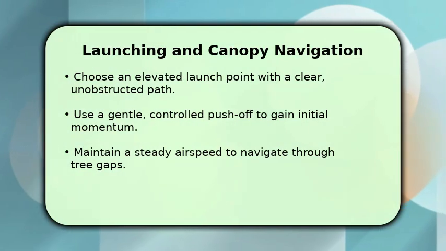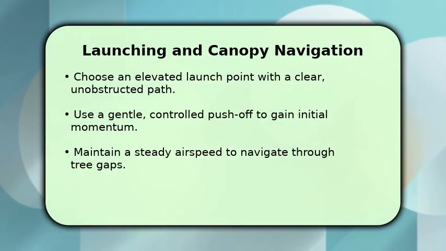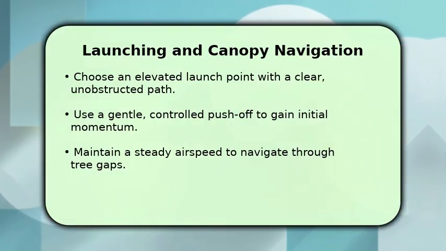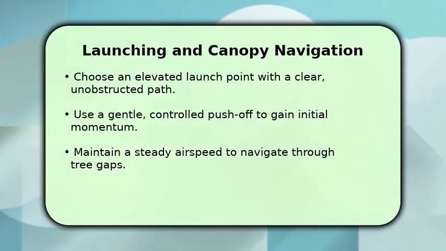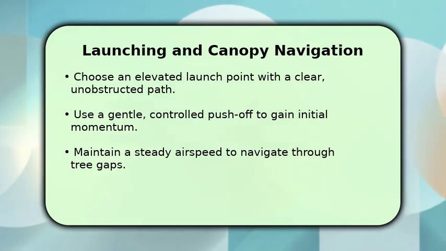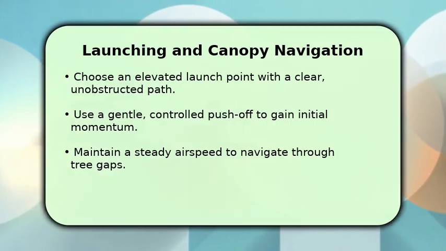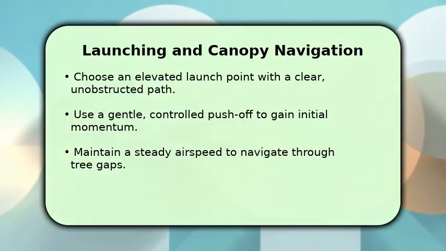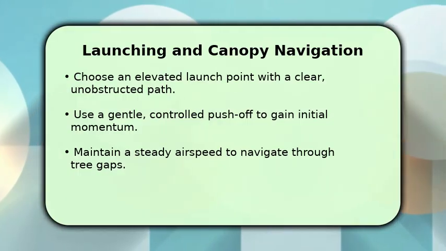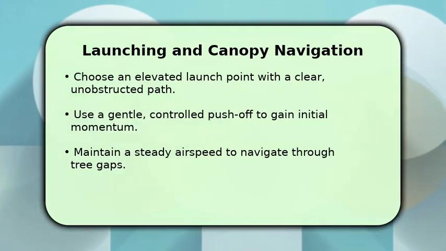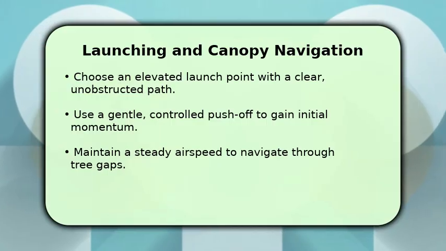Launching successfully is key to a great forest glide. Select an elevated spot, like a small hill or ridge with a clear path ahead, free of immediate obstacles. A gentle, controlled push-off is usually sufficient to get airborne, allowing the glider to catch the air. Once aloft, maintain a steady airspeed, typically around 15 to 20 miles per hour, to precisely navigate through the canopy's openings. Look for rising air to extend your time in the sky.